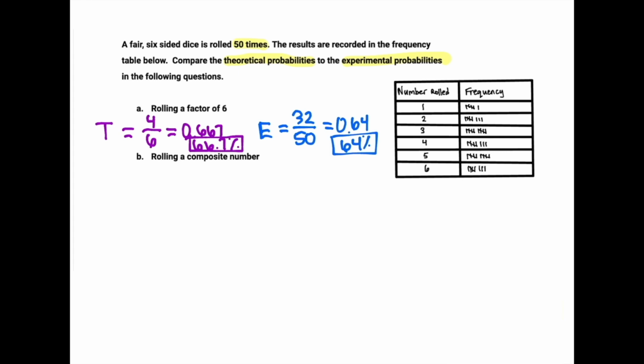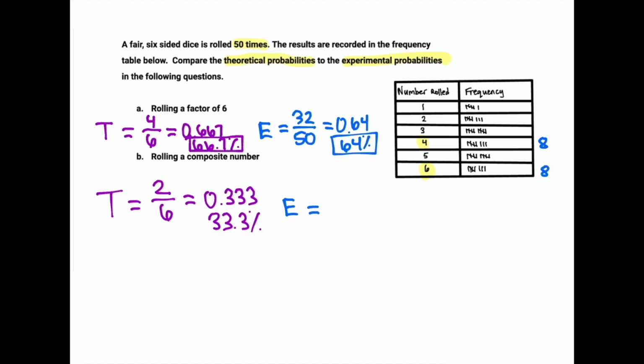A composite number is opposite of a prime number. A prime number has exactly 2 factors, 1 and itself. A composite number has more than 2 factors. So the numbers that have more than 2 factors are 4 and 6. In theory, we would expect to get a composite number 2 out of 6 times. That would be 0.333, or around 33.3%. In our simulation, we had a 4 8 times, and we had a 6 8 times.